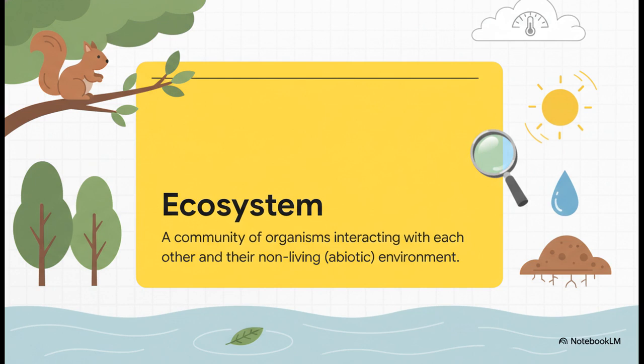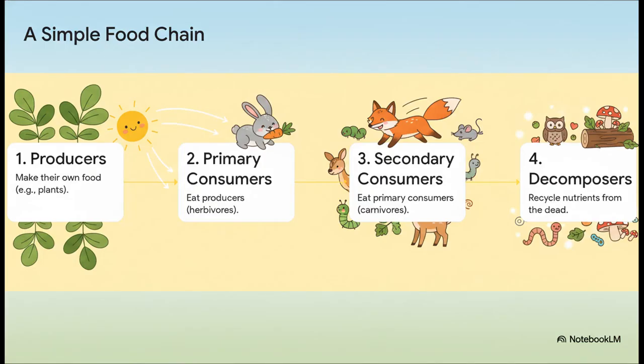So it's not just the squirrels and the trees anymore. Now we're also including the sunlight, the rain, the dirt, the temperature, all of it. And what's cool is that an ecosystem can be tiny, like a little puddle, or absolutely massive, like the entire Amazon rainforest. And this is how that energy we talked about actually moves. It's a food chain. It all starts with the producers, the plants soaking up sunlight. Then along come the primary consumers, the herbivores, who eat the plants.